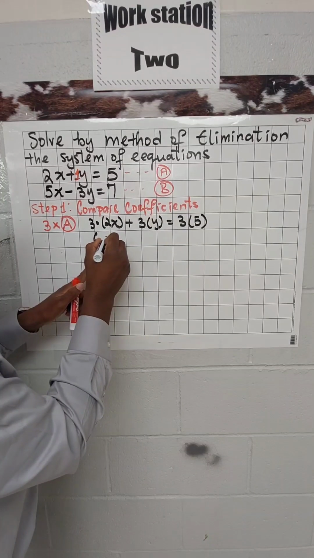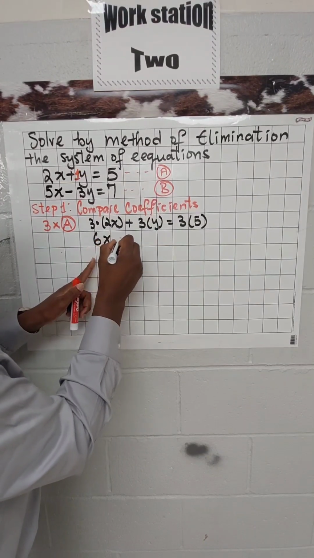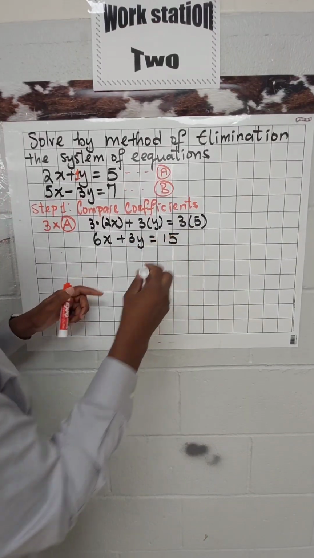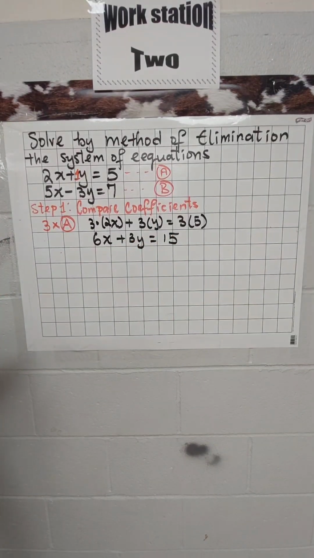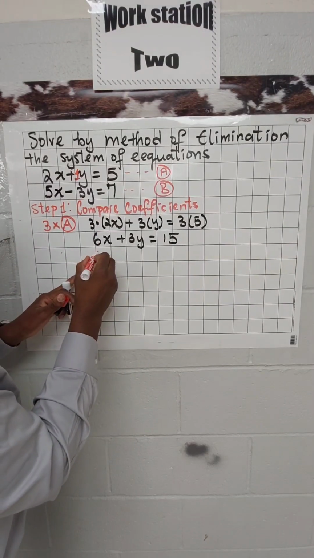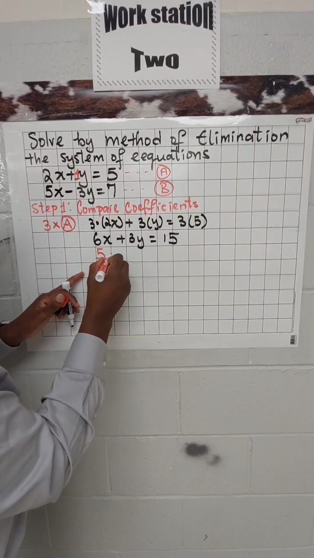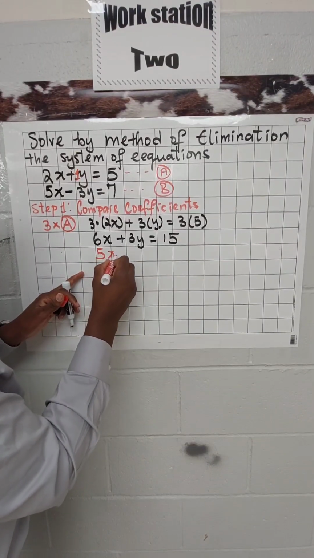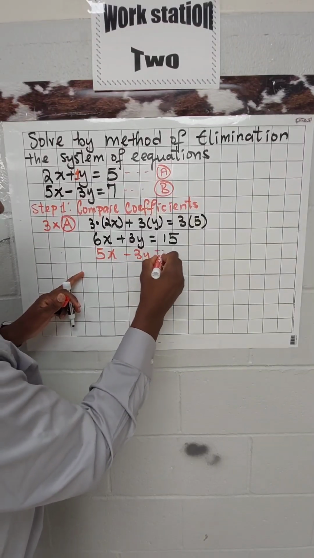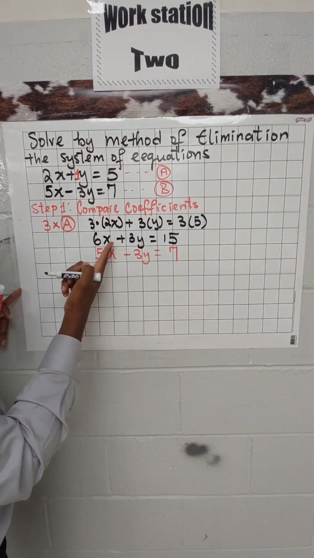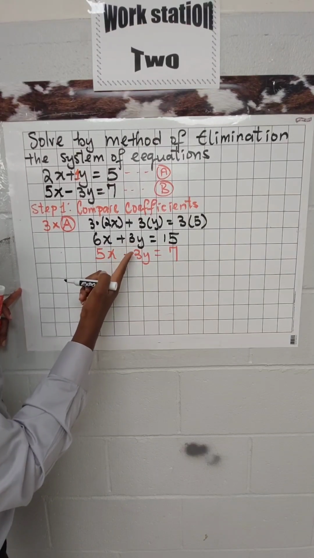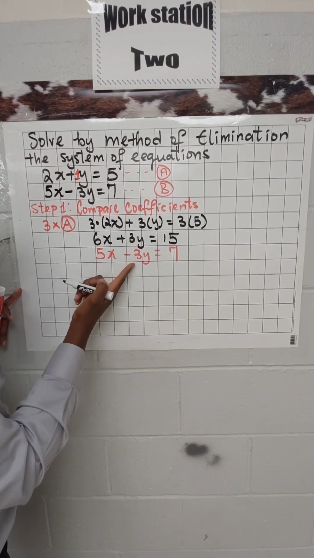My equation A becomes 6x plus 3y equals 15. That is my new equation A. Now I will rewrite my equation B below it. My equation B remains the same. I'm not doing anything to it. 5x minus 3y equals 7. I did multiply equation A by 3 so that I will have additive inverses on this coefficient here.